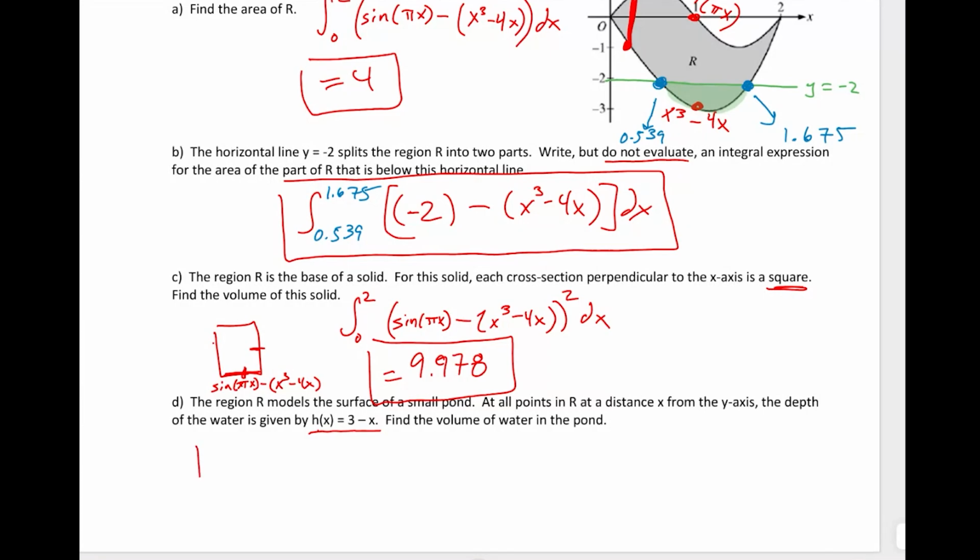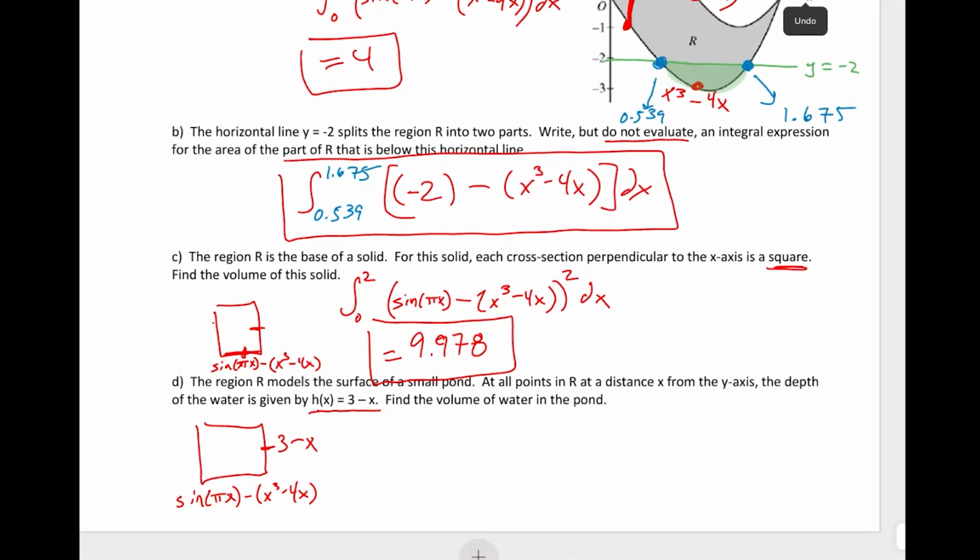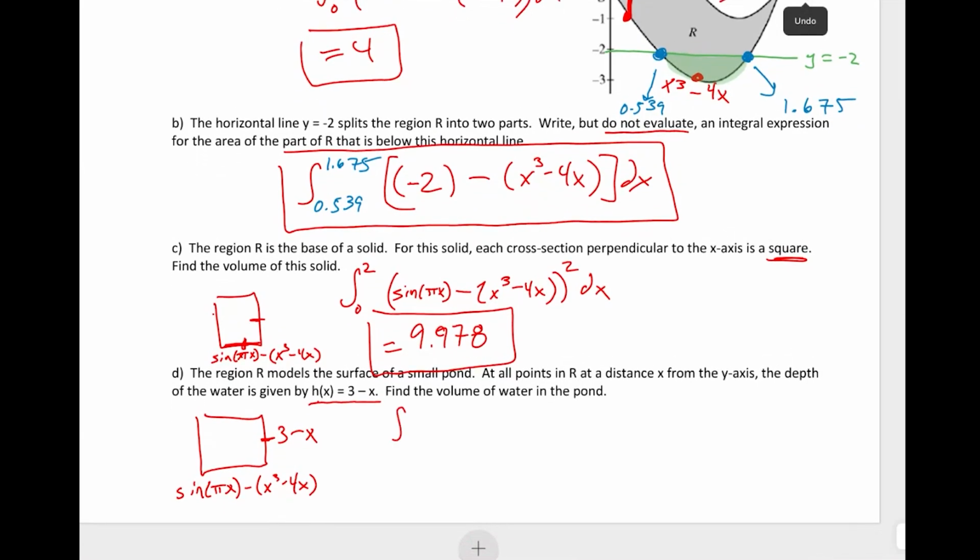But here, the base is still going to be that same sine of pi x minus (x cubed minus 4x), or like f minus g. But then the height, or the depth of it, is going to be 3 minus x. So area of a rectangle is just base times height. So when we integrate, we're going to multiply those two things. So from 0 to 2, we've got sine of pi x times x cubed. No. Whoa, back up. I forgot the whole second half of that base. Minus x cubed minus 4x.